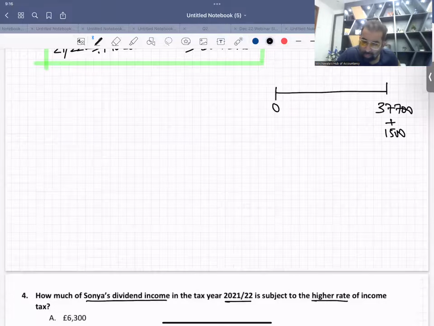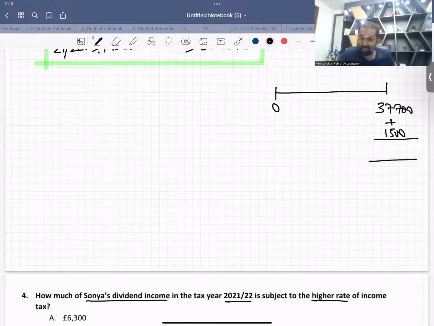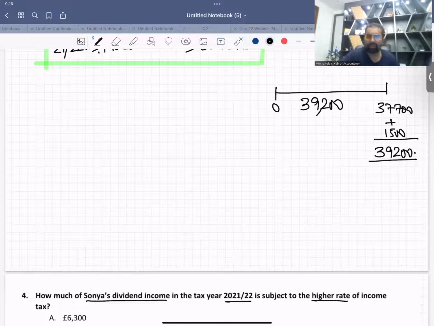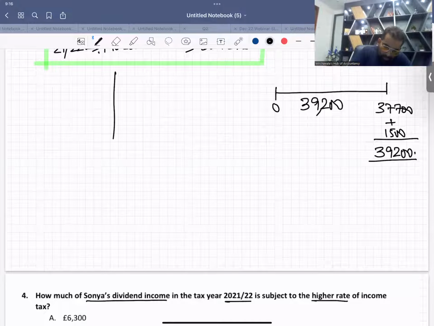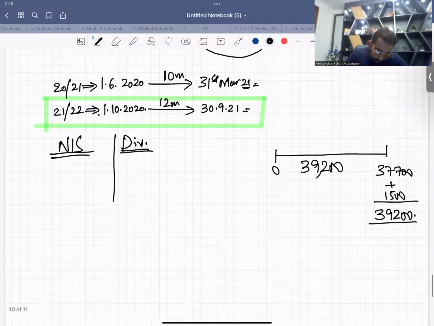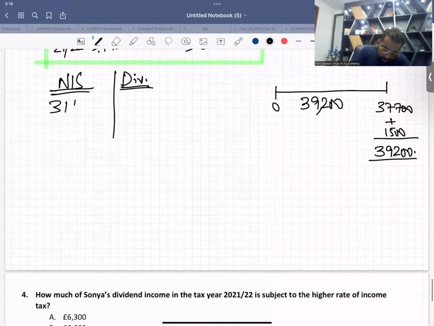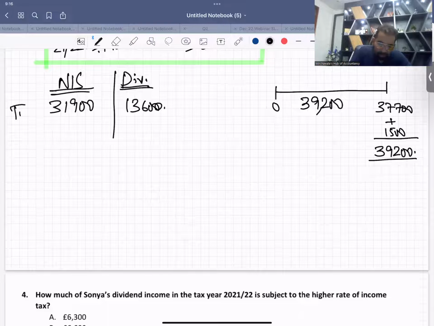So you will add to the band. Can you tell me what the updated band is? The updated band will be 39,200. Yes, so the capacity of your first band is 39,200, right? Now, wait, you have non-saving income and the second is dividend income. Non-saving was, I think, 31,900, and this is 13,600. So now both of these are taxable income, right?